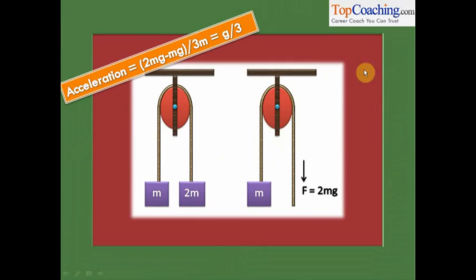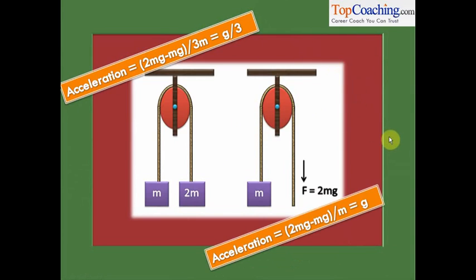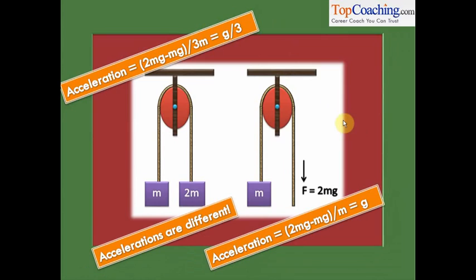Now let's apply the same technique on the pulley on the right. For the pulley on the right, the net force acting on the pulley system will be 2mg on the right string and mg on the left string, isn't it? When you stretch the string, 2mg on the right and mg on the left. The net mass being pulled, however, is m. So therefore the net acceleration of the mass m in this case will be g, and g is definitely greater than g by 3. So accelerations are different in both cases.